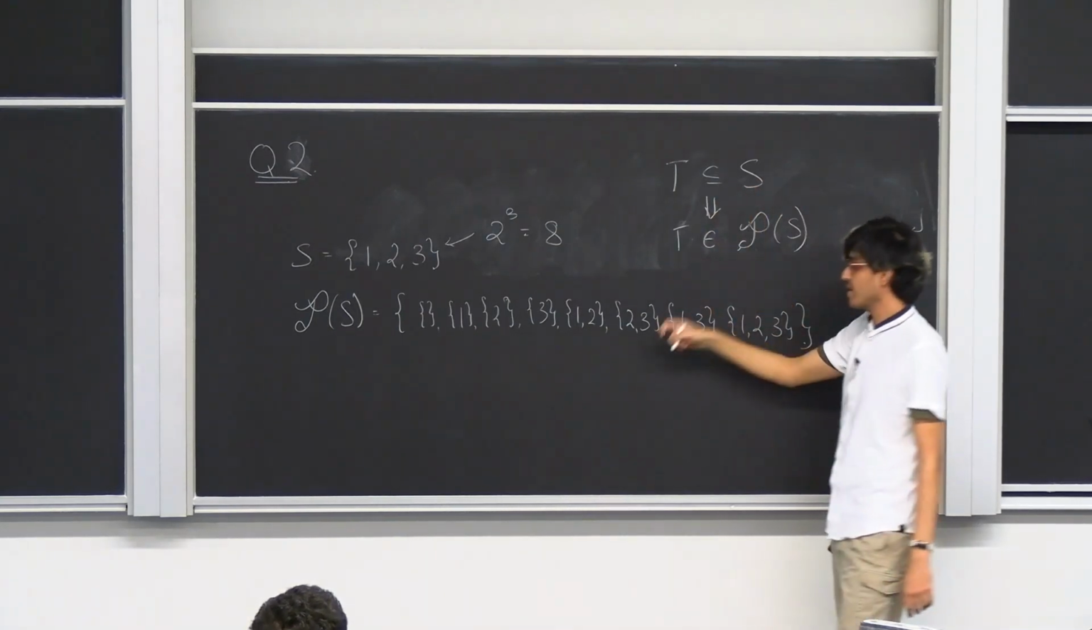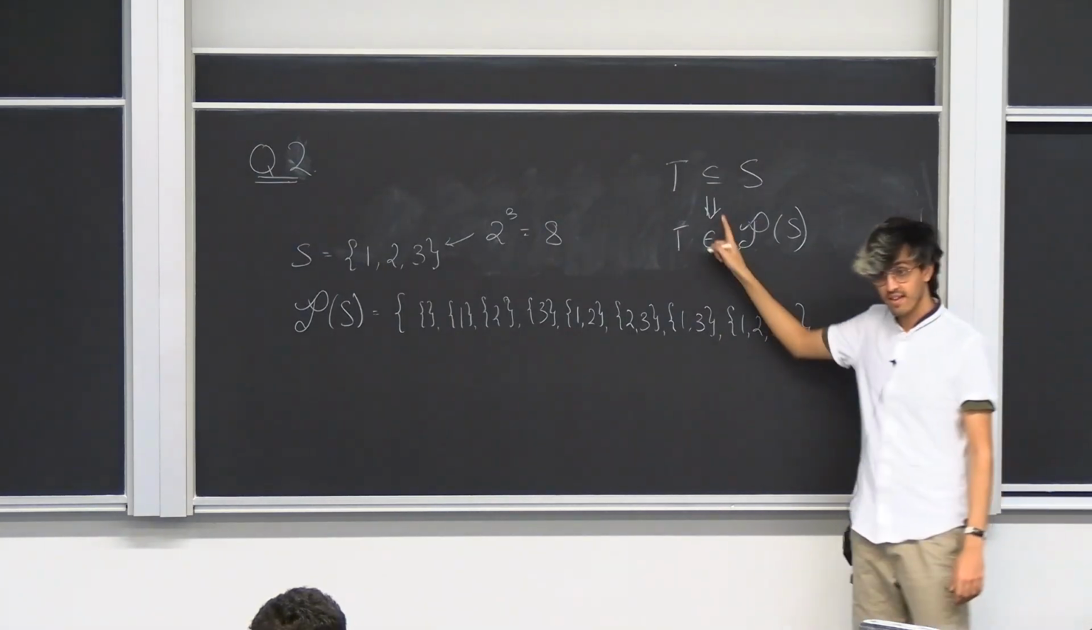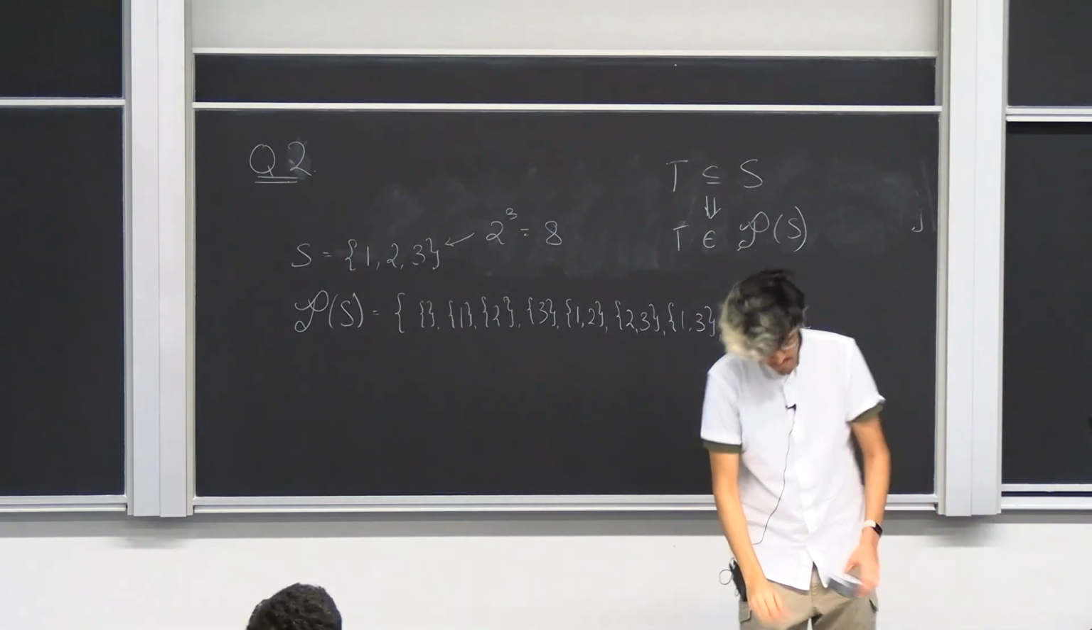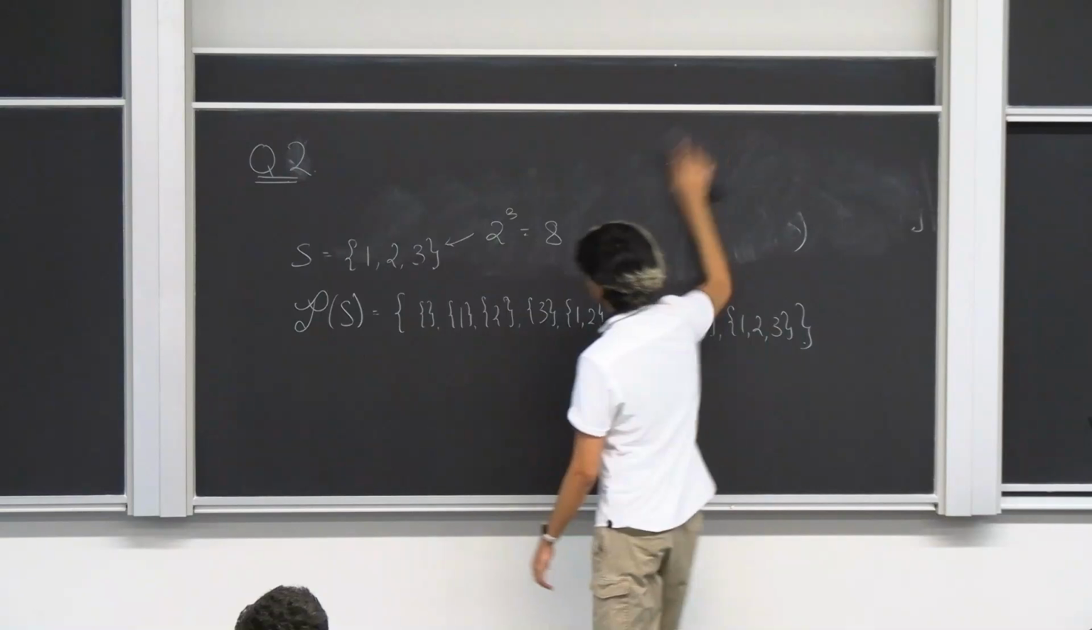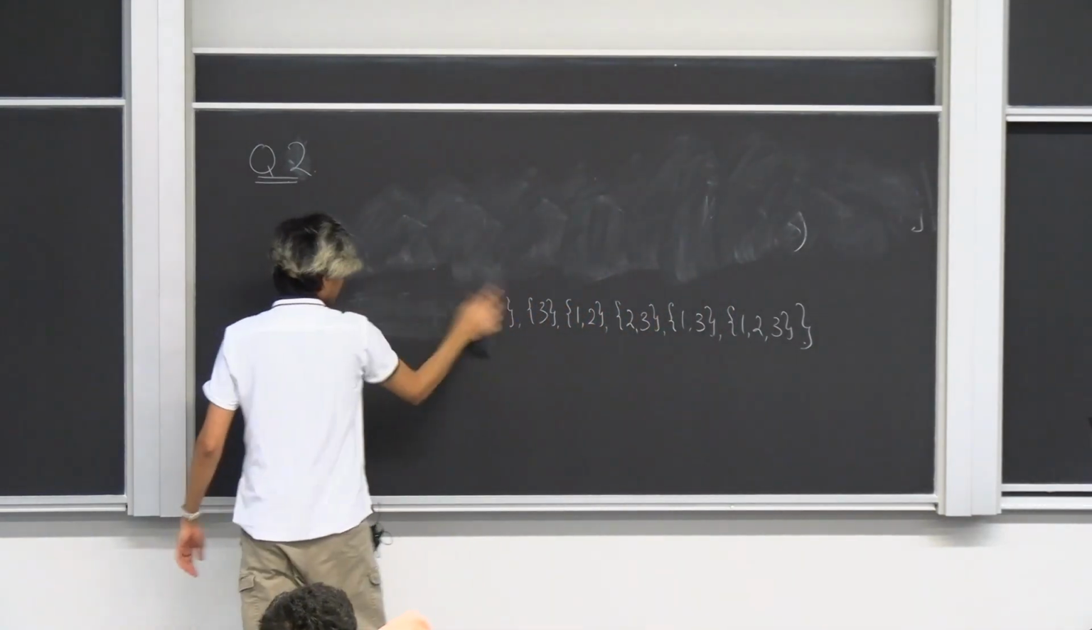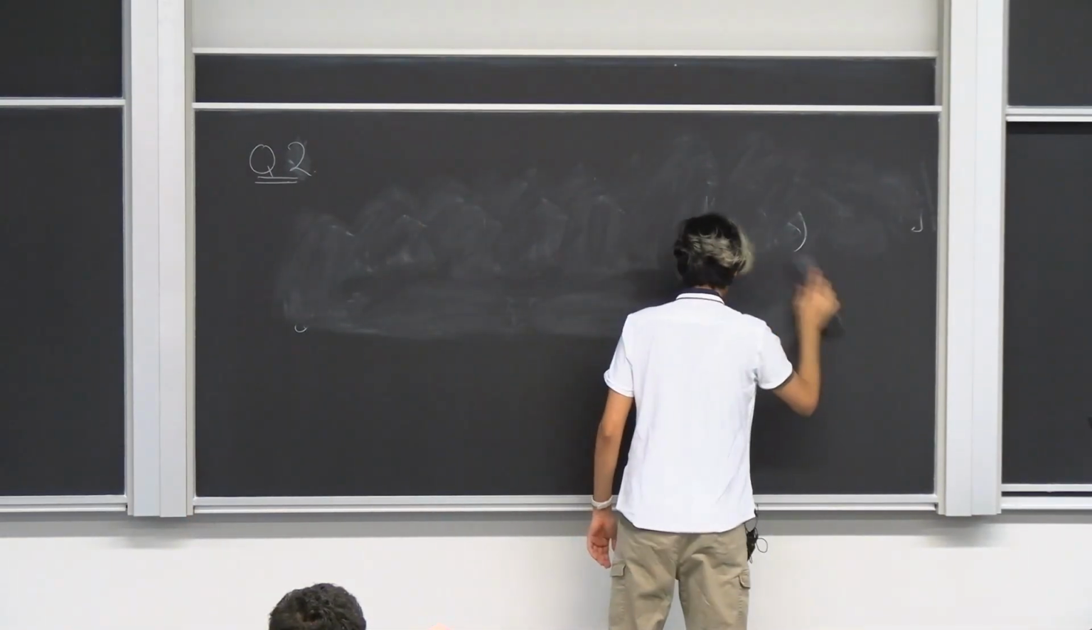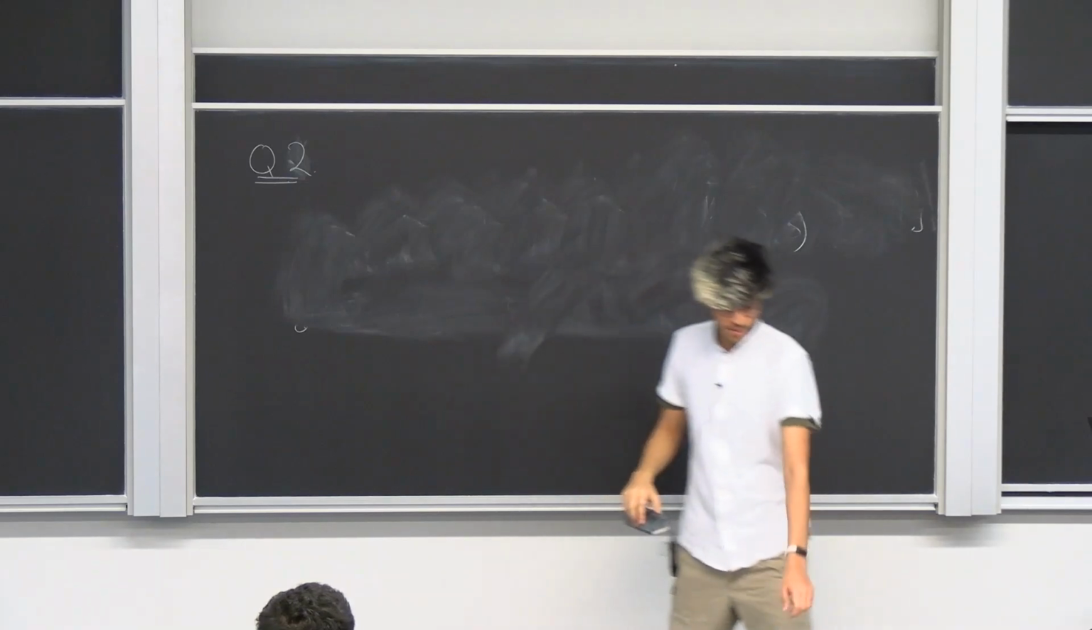Right? If T is a subset of S, it must occur in the power set somewhere. But it's in elements. It's not a subset. Cool. Great. Let's try and look at the first part, the first statement.